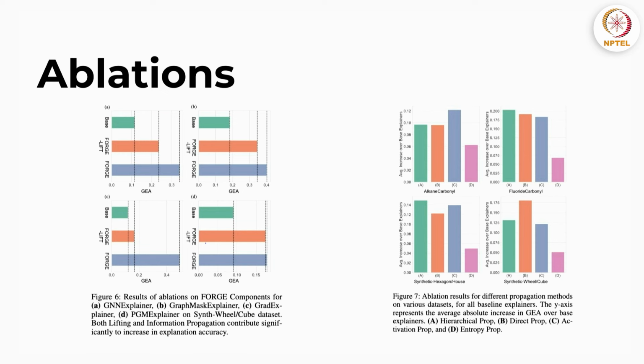Lastly, we want to talk about the ablations made. If you remember, Forge is made up of two main steps, which are lifting and infoprop. As an ablation, we wanted to try what will happen if we remove infoprop. So we just do lifting. Here we have the base explainer. Here we have Forge Lift, which just performs lifting. And here we have Forge, which has both lifting and infoprop.